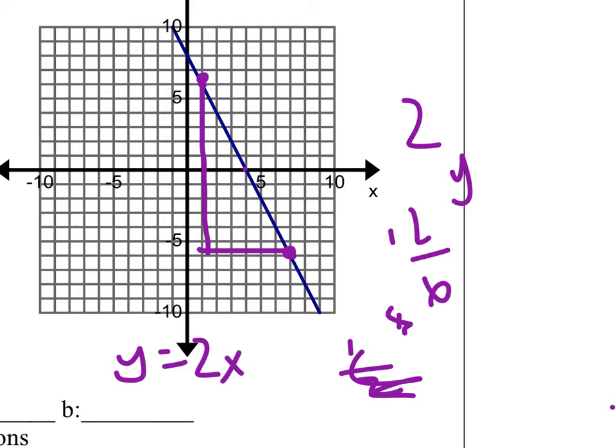Okay. And then this one. So this goes up 5, 6, 7, 8. So 8. Right? Plus 8? Yeah, because it's in the positive, right? Plus.